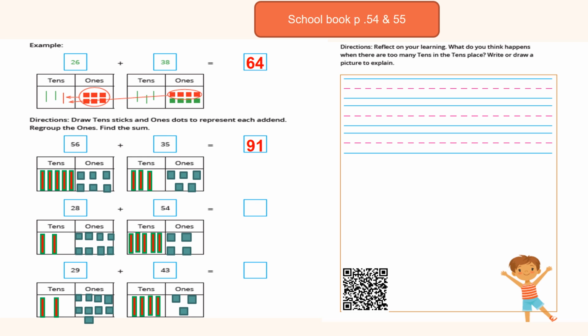Next one. 28 plus 54. 28. How many sticks do we have? 2 sticks. How many small squares? 8 small squares.